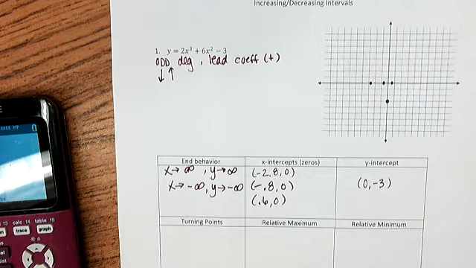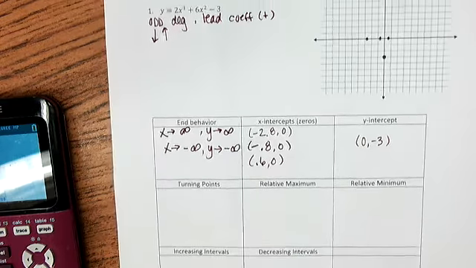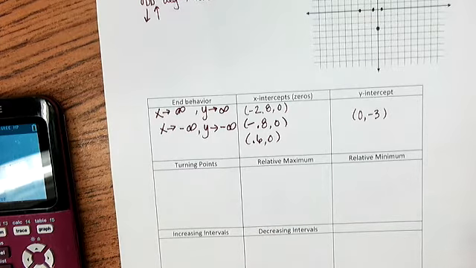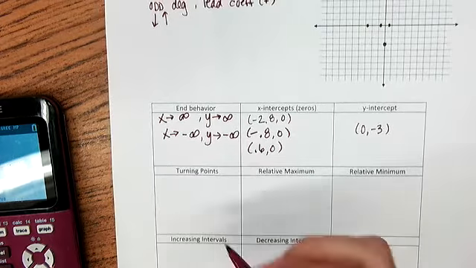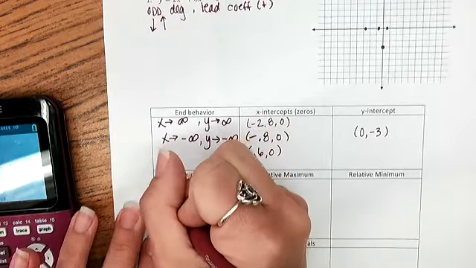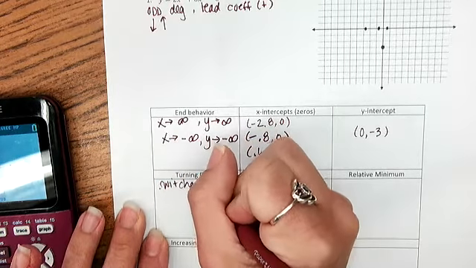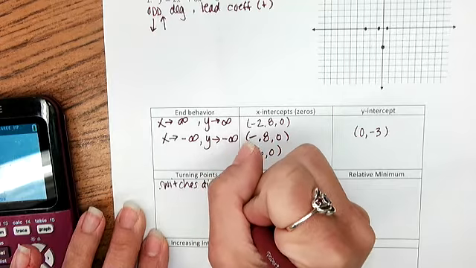Okay, not going to graph yet until I figure out where the turning points are and the maxes and the mins. A turning point is either a max or it's a min. By definition, it's either a high point or a low point. So turning point is where the graph switches direction. It switches from going up to going down.